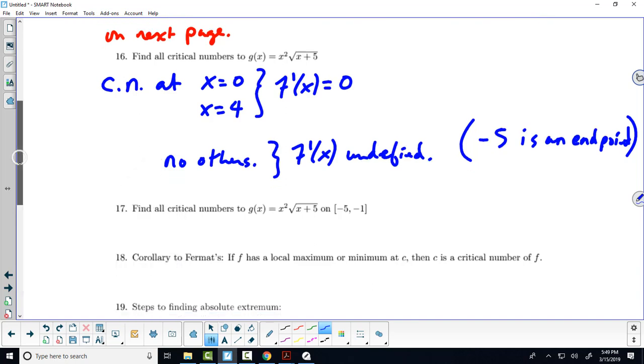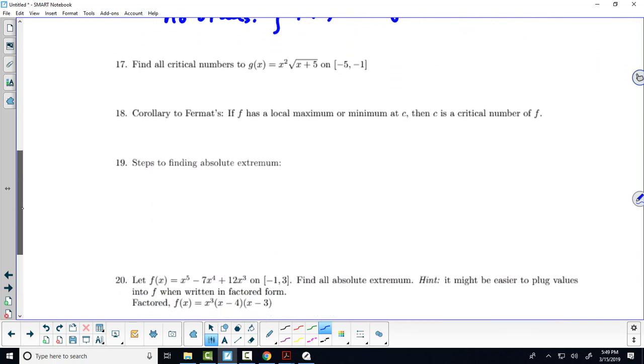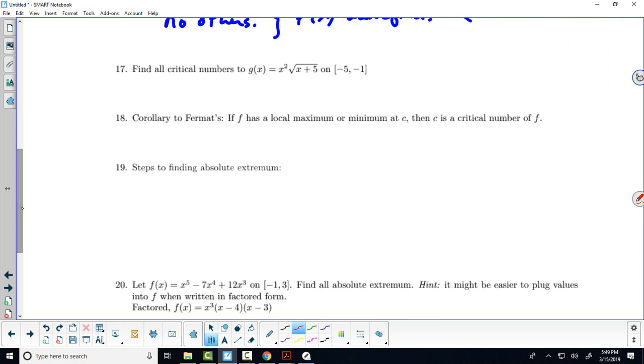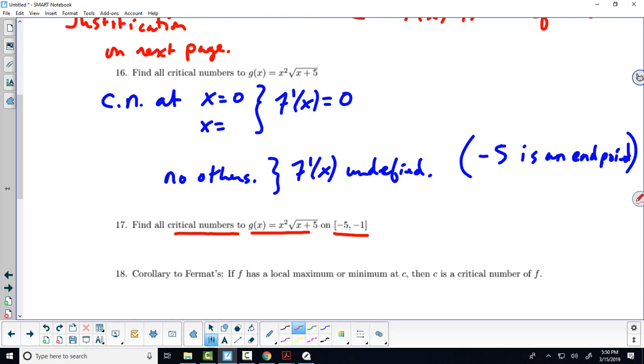Number 17 is an interesting question, because here I'm asked to again find all the critical numbers of this function, but I'm asked to find the critical numbers on the interval from -5 to -1. So that should be a -4. Counting my mistakes, I'm about up to 38 by now. Okay, so we're now asked to find all the critical numbers of the same function on the interval from -5 to -1. So in this case, the only critical number is at x equals -4.